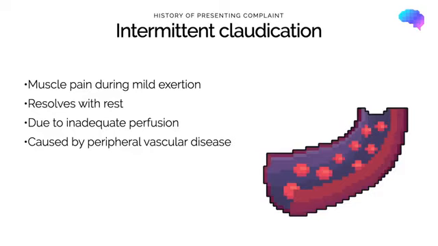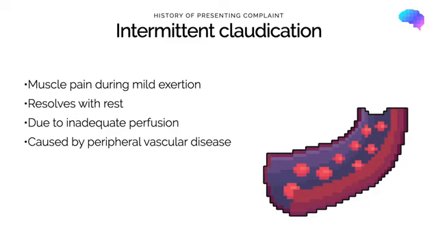Intermittent claudication refers to muscle pain that develops during mild exertion and resolves with rest. And this occurs because of inadequate perfusion to the affected muscle groups as a result of peripheral vascular disease. Patients often complain of pain in a specific leg that develops during exertion and then settles with rest. Some useful questions to further explore intermittent claudication include, how far are you able to walk before the pain develops? Does the pain go away when you rest? Have you ever developed this pain whilst at rest? Have you ever experienced any change in sensation or weakness of the leg?